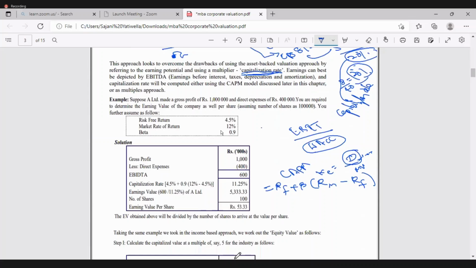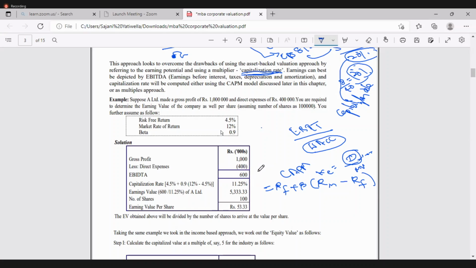However, here is one example. A Limited made a gross profit of 1 million and direct expenses of 400,000. You are required to determine the earning value of the company as well as per share, assuming the number of shares is 100,000. The company's gross profit is 1 million, less direct expenses of 400,000, then ultimately we get EBIT.